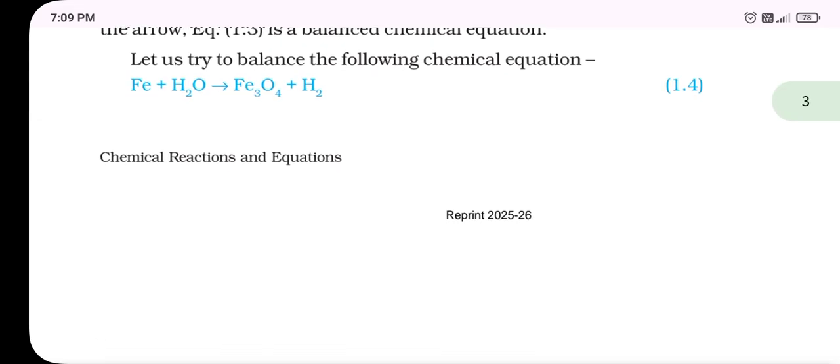Let us try to balance the following chemical equation: Fe plus H2O forms Fe3O4 plus H2. Wow, that means iron present in the iron rod. Just take an example of an iron rod present in a full bucket of water. It forms rust plus hydrogen gas. So over here, the rust formula is Fe3O4·nH2O.